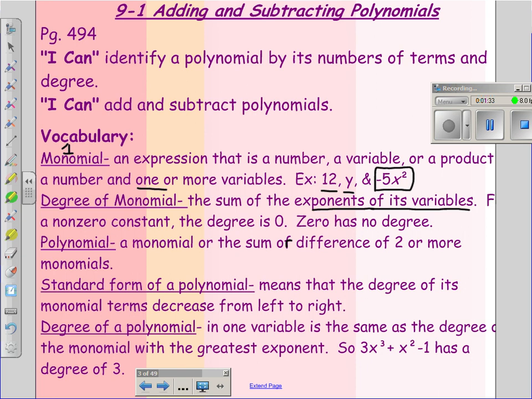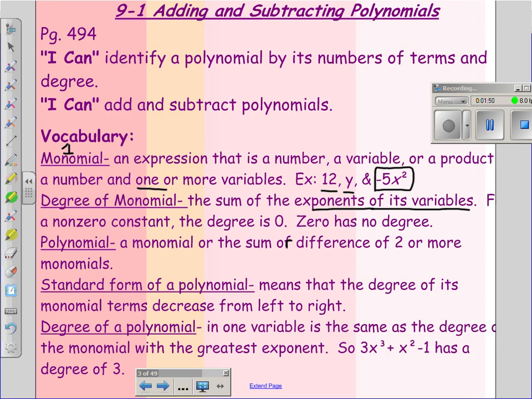Standard form of a polynomial means that the degree of its monomial terms decrease from left to right. So you're going to be practicing that today. Standard form means that you're going to be writing the expression where the exponents are going down.